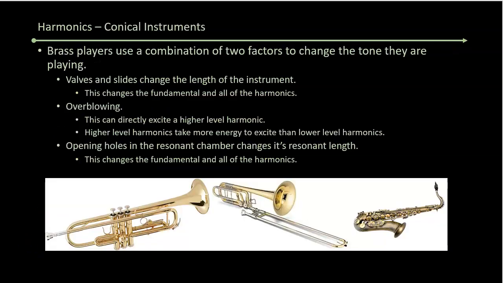So conical instruments, those are brass instruments with valves and slides. Valves are used to change the length of the instrument, right? So in a trumpet, with all the valves open, open is the up position, the air actually just goes through here, straight through all the valves to here and out. That is the shortest distance you can get on the trumpet.